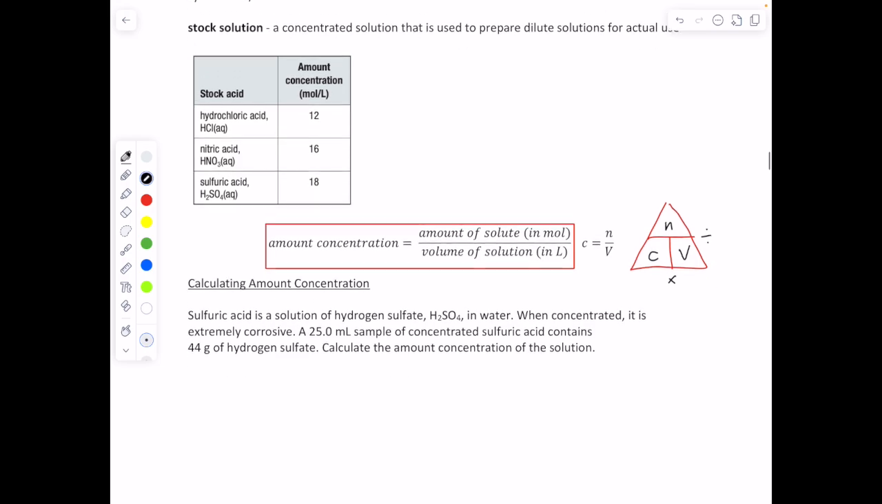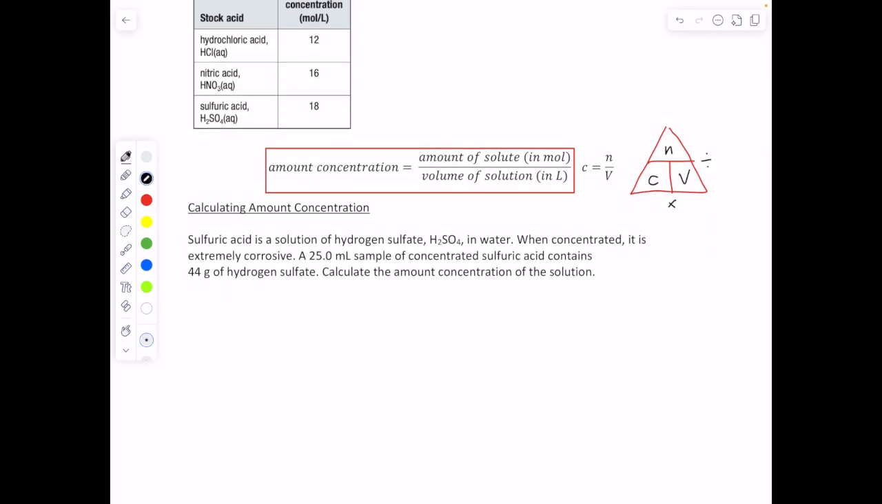Let's try a sample problem, calculating amount concentration. Sulfuric acid is a solution of hydrogen sulfate dissolved in water. When concentrated, it is extremely corrosive. A 25 ml sample of concentrated sulfuric acid contains 44 grams of hydrogen sulfate. Calculate the amount concentration of the solution.